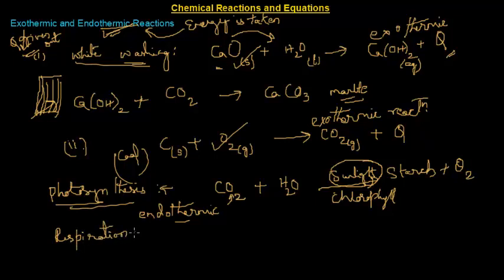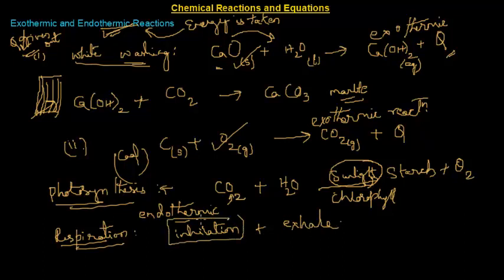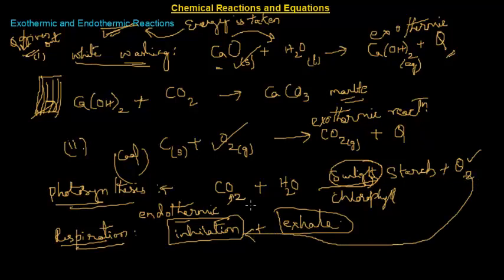So, what happens during respiration? There are two parts in respiration. One is inhalation, and the other is exhalation. We inhale and exhale. So, oxygen which is given out by plants is intake of humans, right? During the inhalation process, we take oxygen inside.